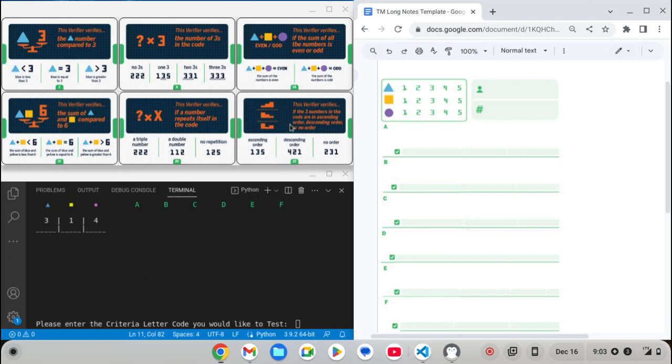And finally, criteria card F will take a look at the 3 digits from triangle to square to circle, and the Turing machine will inform us a little bit about the ordering of the digits. Should the digits appear in an ascending order, meaning that they're increasing, as in the example 135, or should it be a descending solution, where the digits are decreasing, as in the example 421, or could it have no order? Let's take a look at the example of 231.